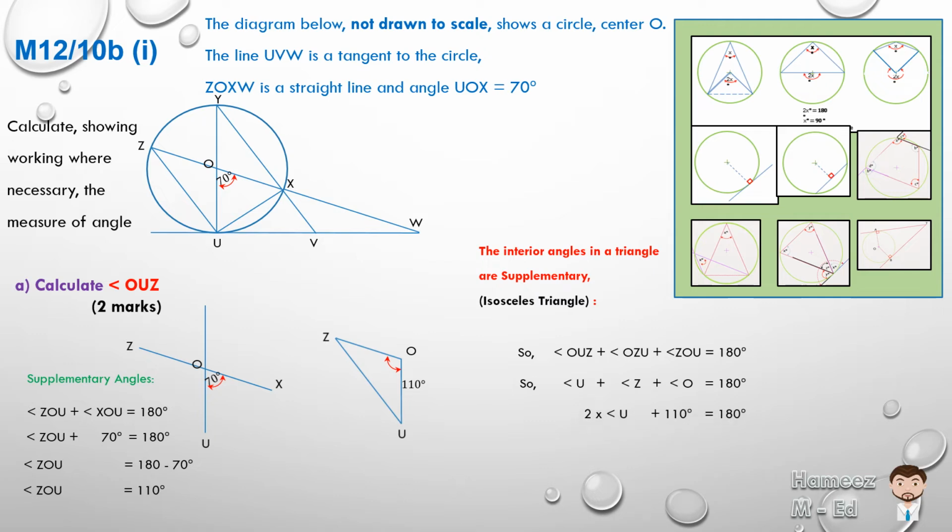plus, and what is angle O? We worked that out before, 110 degrees is equal to 180. So we can carry the 110 across, so we get 2 times angle U is equal to 180 minus 110, and that will give us 70 degrees. So if we want angle U or angle OUZ, that's the full name, then that will be 70 degrees divided by 2, which is 35 degrees. So we've solved this part of the question.